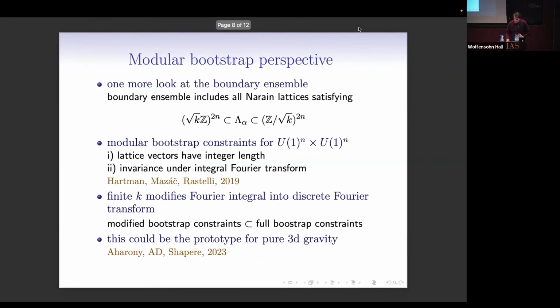Okay, I have one more slide where I want to explain the story with regularization in the Abelian case in a slightly different way, but I think it's also intuitive and important. I want to provide this intuition based on the modular bootstrap.